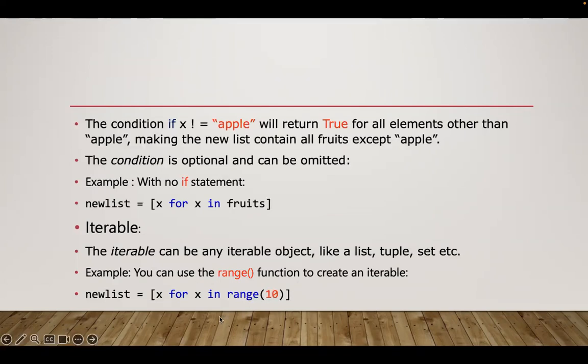We can also use condition for ranges. You can say if X is not Apple, it's going to return what? It's going to return true for all elements other than Apple. So every other element will be true, but Apple will be false, making the new list contain all fruits except Apple. All the new list which you've made will contain every other one except Apple, because the condition for Apple is that Apple must not be there.